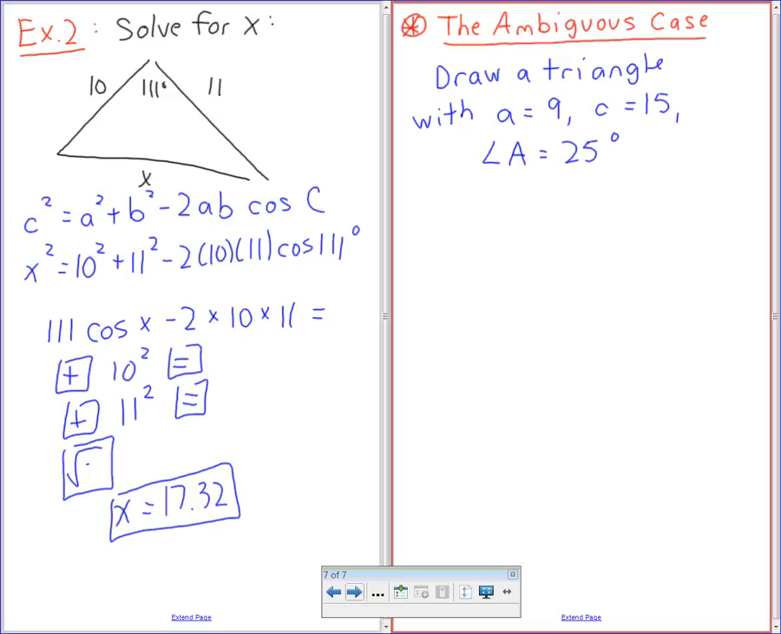Okay, so I want us to draw a triangle with side A is 9, side C is 15, and angle A is 25 degrees. I'm going to do it for you right now. So I'm going to call this angle down here A, I'm going to call that C, and I'm going to call that B. So a is going to be 9, c is going to be 15, and angle A is going to be 25 degrees.